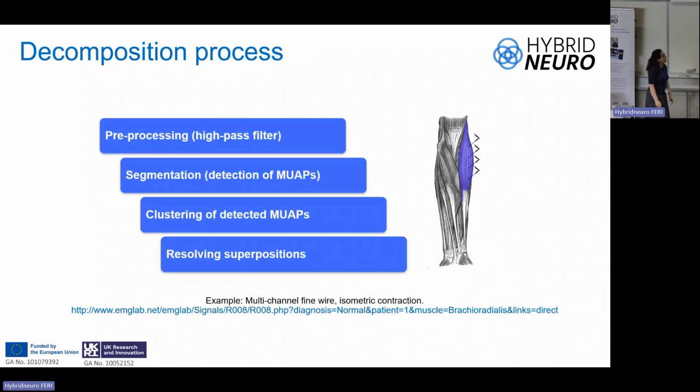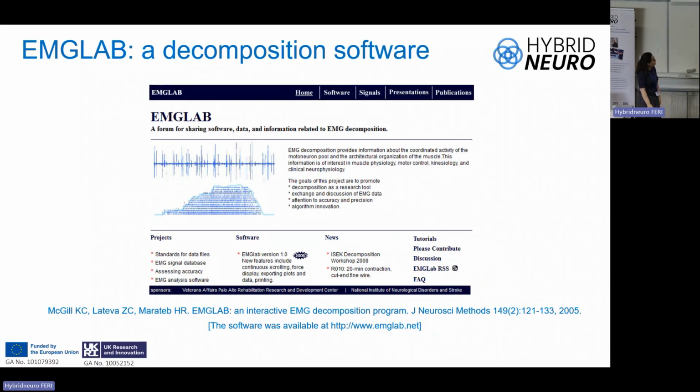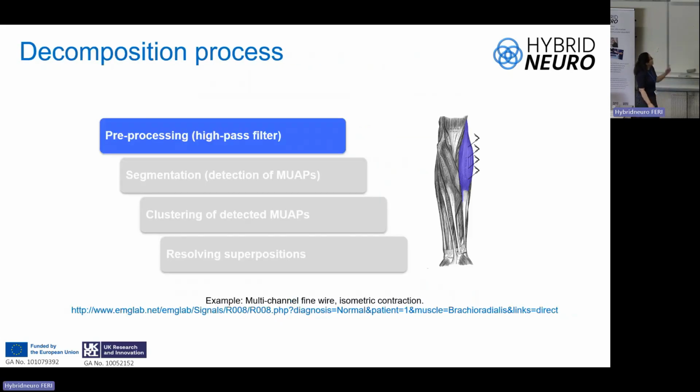When I showed the processing pipeline, I took a screenshot from the EMG lab software that was made available to the community to be able to decompose intramuscular signals. And it's a great software that we have used a lot in our studies. So the first step, as I mentioned, is pre-processing.